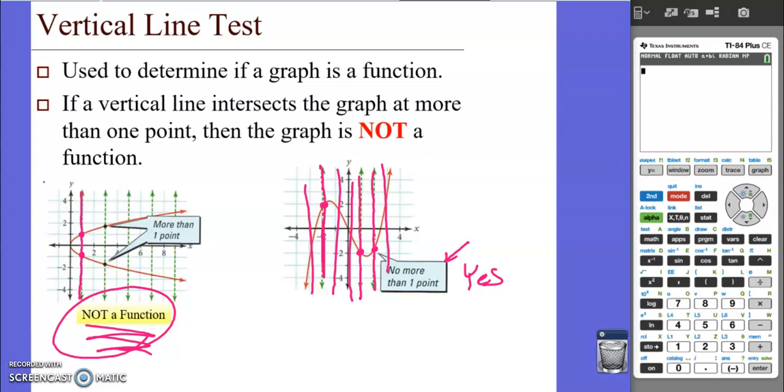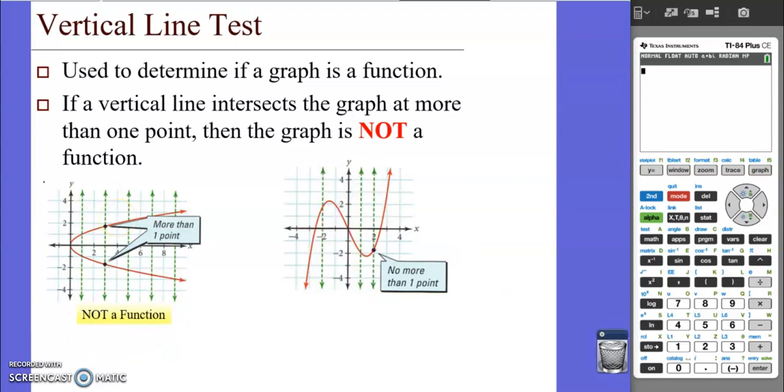And again, the reason why that works. If this was the point, let's say 3, this point right here, 3 and 1.8. Well, this is also 3 and -1.8. So notice when I put 3 in, I got positive 1.8, but when I put 3 in, I got -1.8. When you put a value into the function, only one should come out. So that's why this vertical line test works.